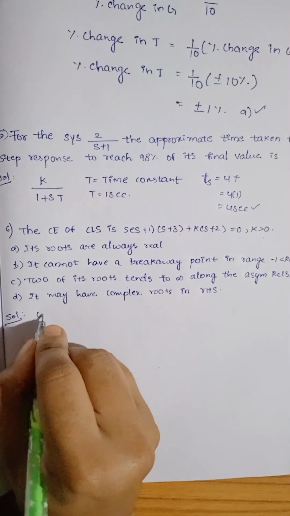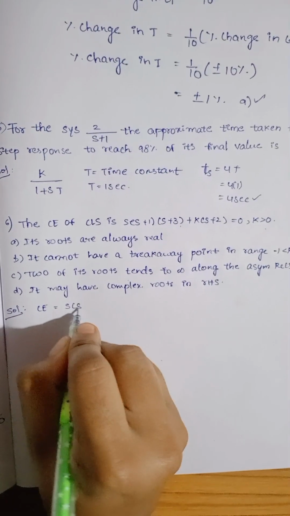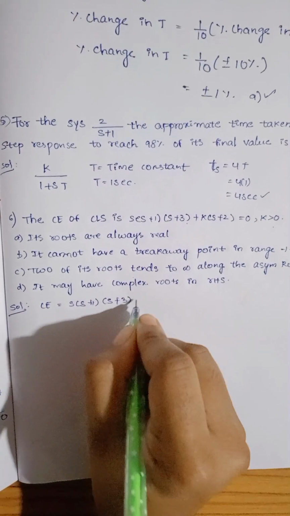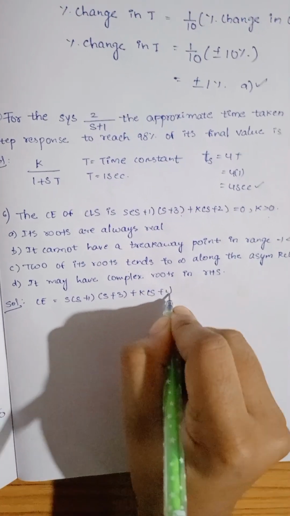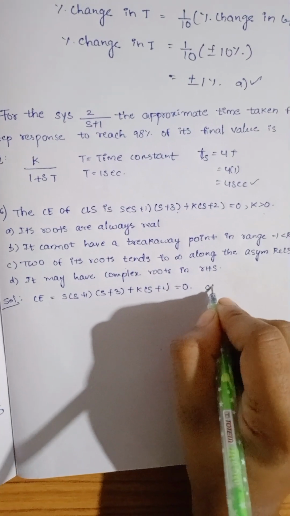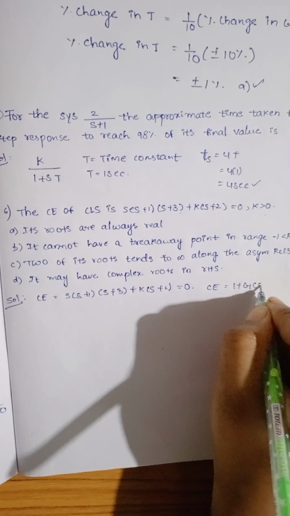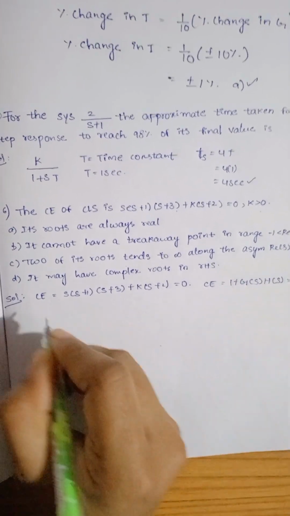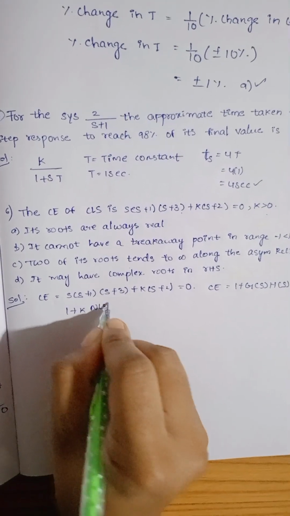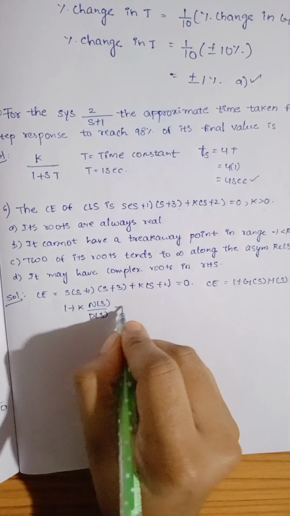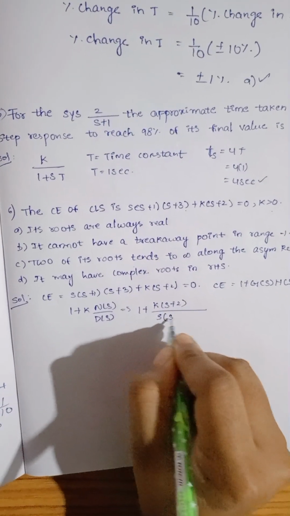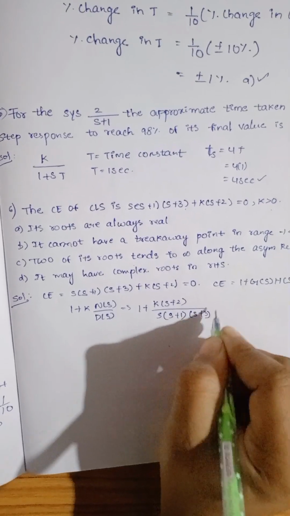Now let's see, the characteristic equation is s(s+1)(s+3) + k(s+2) = 0. The general formula for the characteristic equation is 1 + G(s)H(s) = 0. Let's write it in the form of 1 plus k into numerator by denominator. Then it becomes 1 + k(s+2)/[s(s+1)(s+3)] = 0.